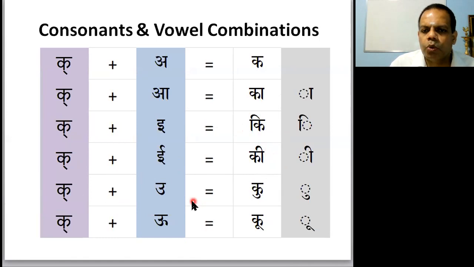Ik plus u is ku. As you can see, there is a small curve, which goes towards your left side. It's ku. Ik plus oo, which is the longer ukara. At the bottom, you can see there is a circle and a diagonal line moving towards your right. Koo.